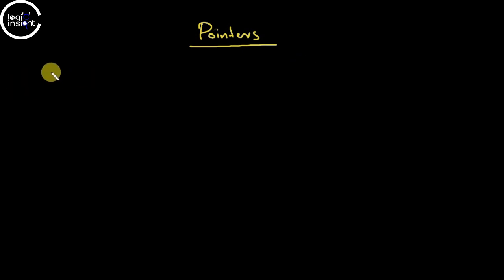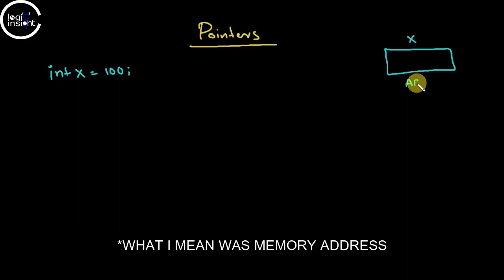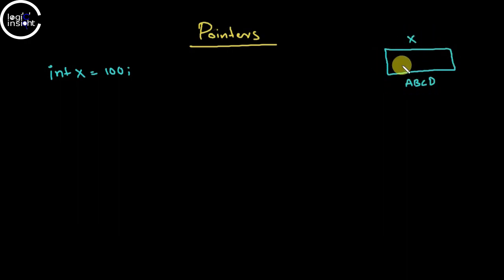For example, there is a variable called integer x, in which I have stored a value like 100. Now somewhere in memory, a memory location is allocated for the integer x. For that memory, let's consider abcd as the address of this variable. In that, 100 is stored. Now this address is stored in the pointer.